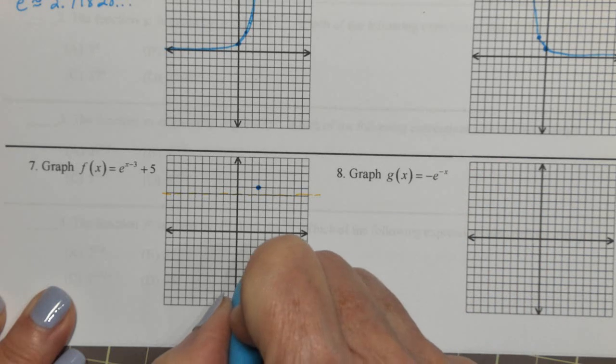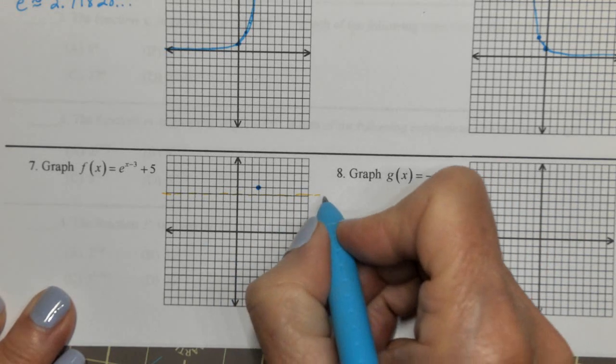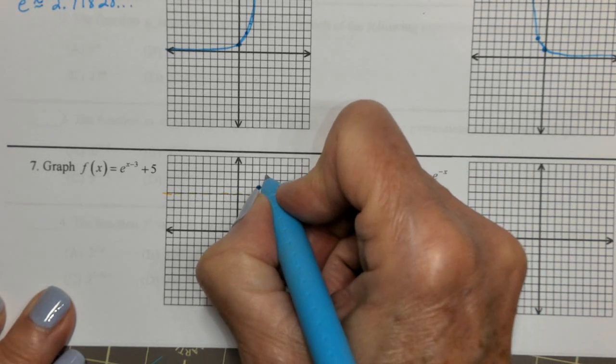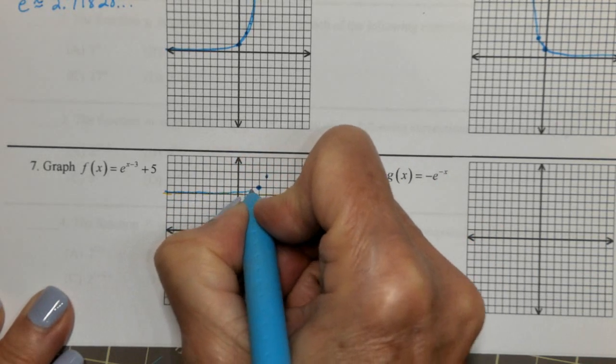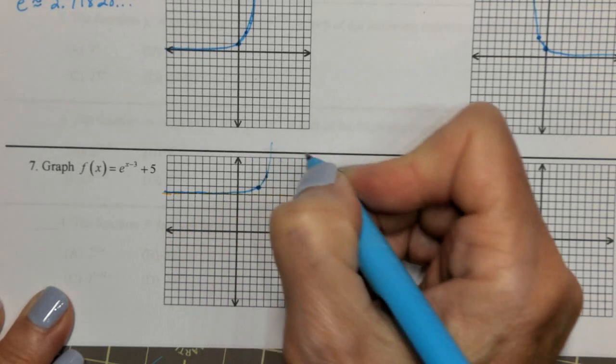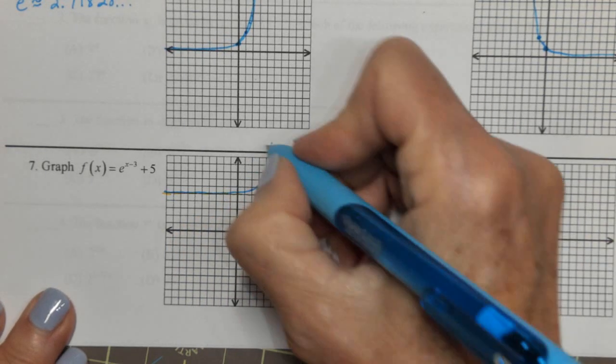Okay? And now it's an e to the x graph. So I go 2.5 up. It's going to look like that. Okay?